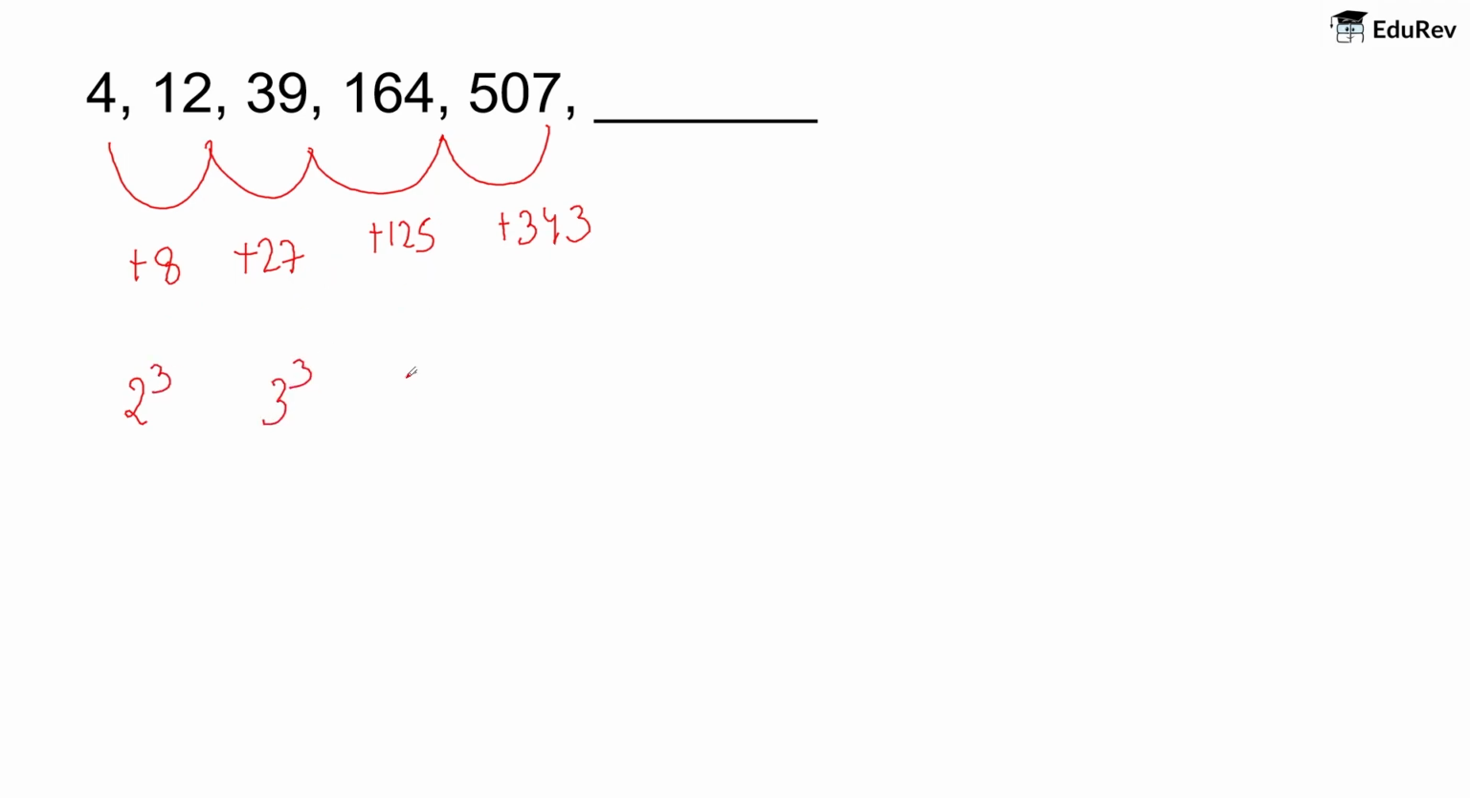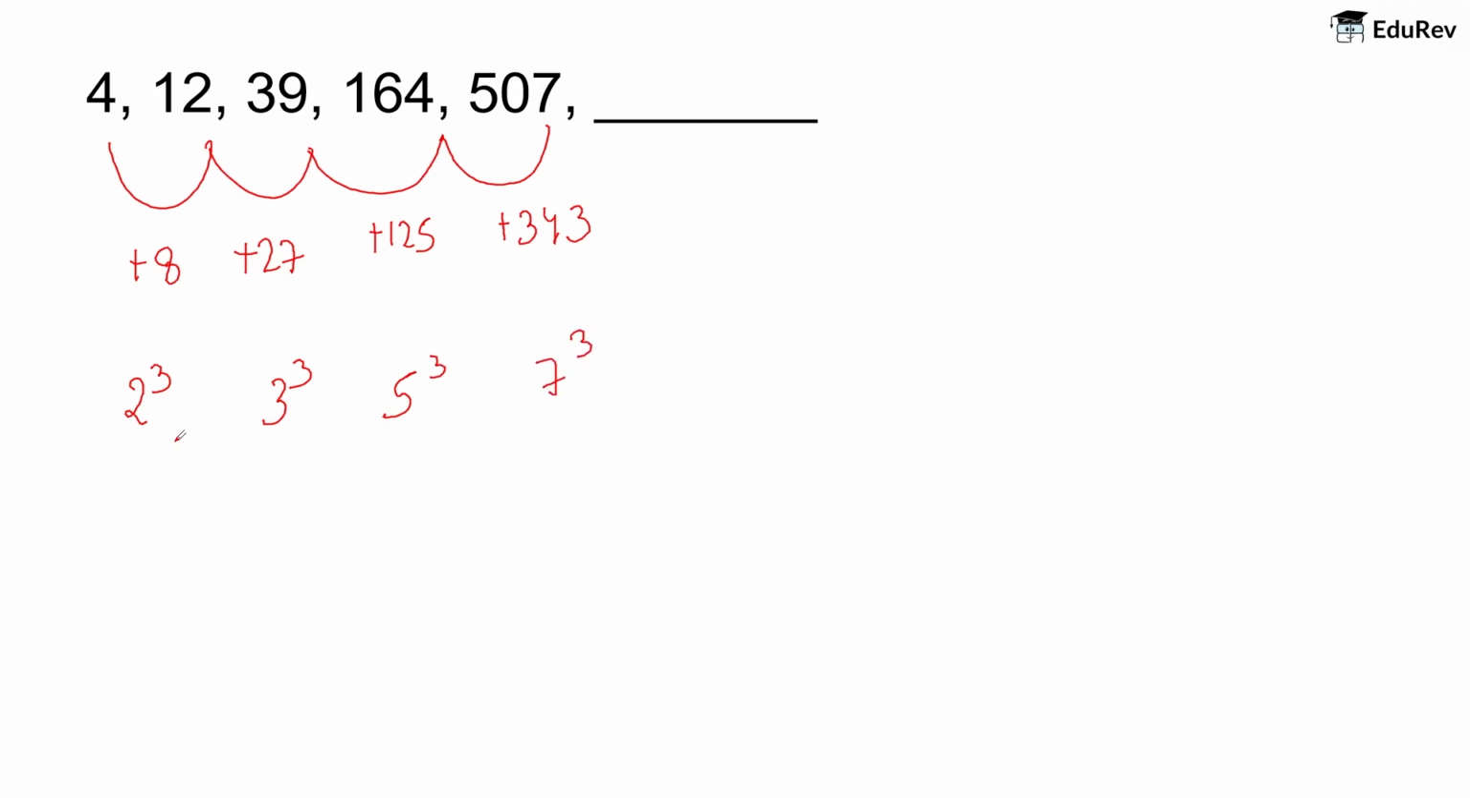Okay, so let's move to the next question, which says 4, 12, 39, 164, and so on. So let us find out, as again the series is in increasing order, what the addition factor is. So this is plus 8 over here. Next is plus 27. Then 39 plus 125 will give you 164. Then 164 plus 343 will give you 507. If you look at these numbers, they are very familiar to us because they are cubes. Cubes of what? So 8 is 2 cube, then 27 is 3 cube, then 125 is 5 cube, then 343 is nothing but 7 cube.